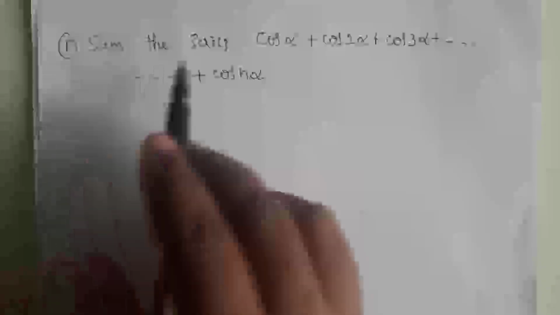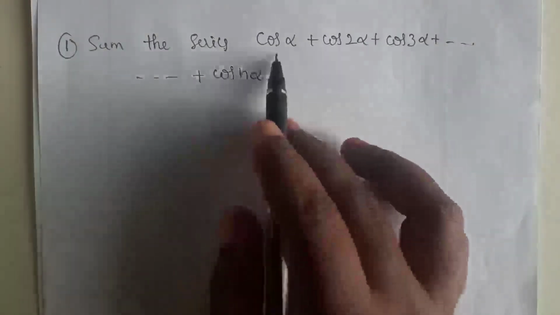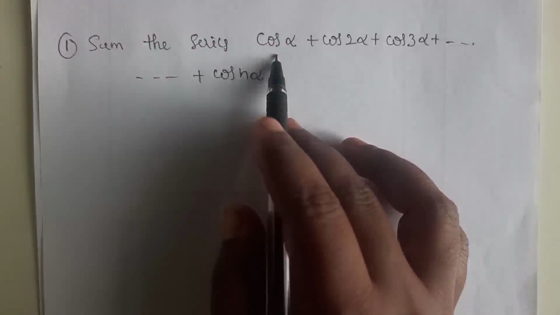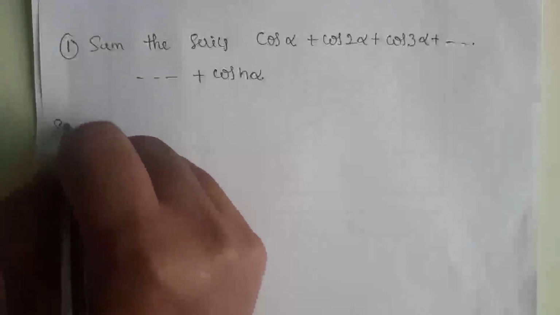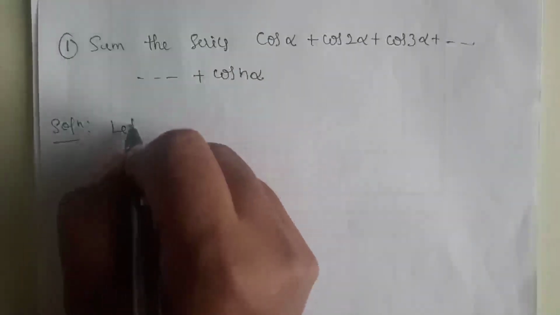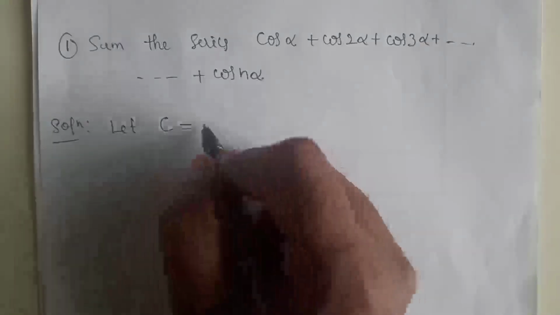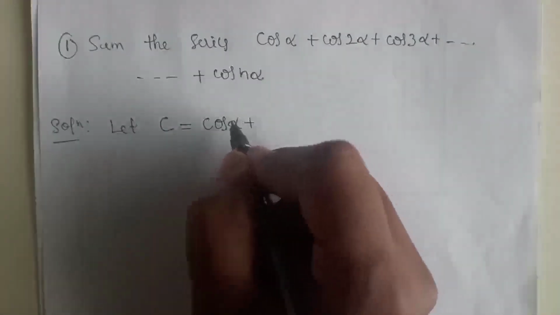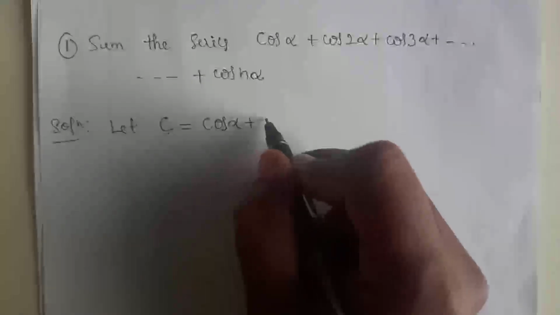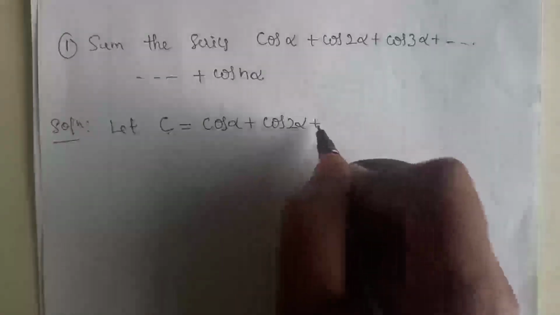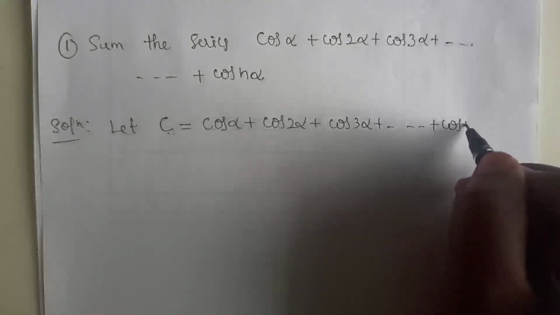According to the given series we have to write a sine series or a cos series. Here a cos series is given, therefore we write the sine series and denote it by S. Firstly, let us denote this series by C, that is C equals cos alpha plus cos 2 alpha plus cos 3 alpha and so on up to cos n alpha.